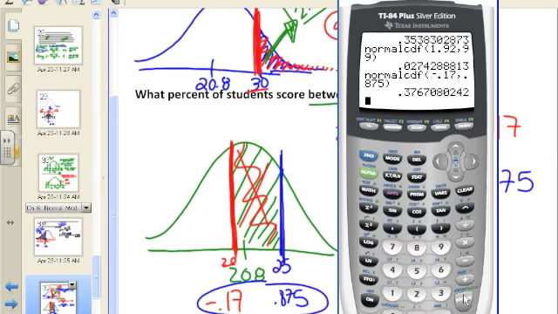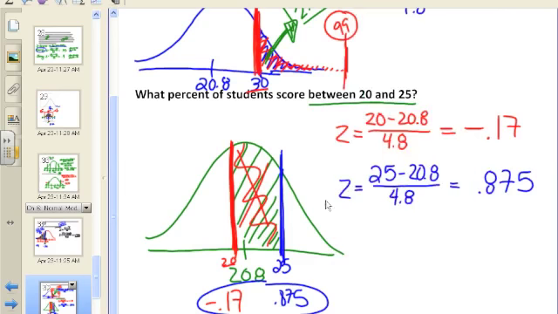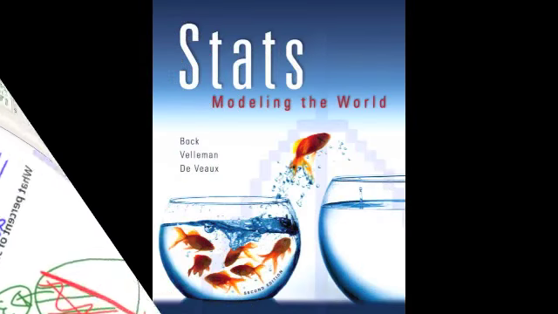And this will give me my percent. Wow, 37.7%. Let's write that in. Here's my answer. 37.7%. Very interesting. 37%, almost 40% of students score between a 20 and a 25 on their ACT. All right, and those are our examples of how we use the normal model to calculate some pretty specific percentage questions.